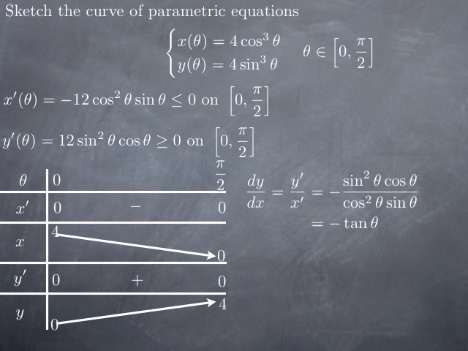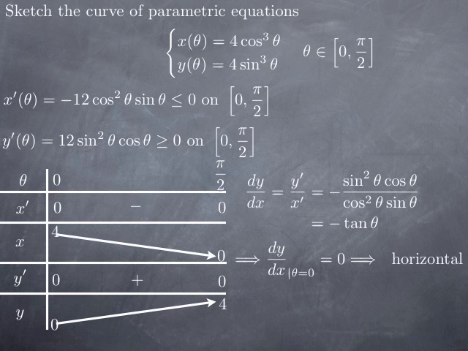We might want to ask about the slope of the tangent at a particular point, and in particular at this special point where the parameter takes a value 0 or pi over 2. As we have seen, to get the slope of the tangent line for a particular value of the parameter, we look at y prime divided by x prime, and we found y prime and x prime. So we get 12 sine squared theta times cosine theta divided by negative 12 cosine squared theta sine theta, and when we cancel things out we obtain negative tangent of theta.